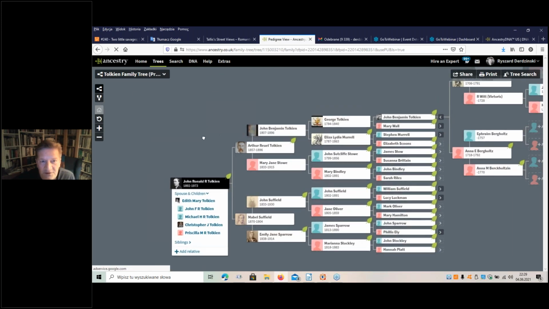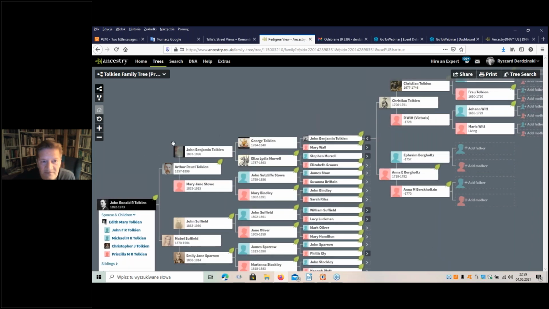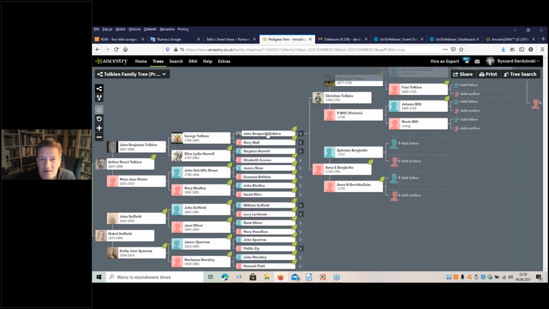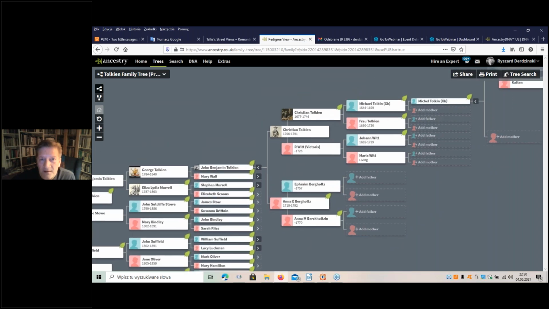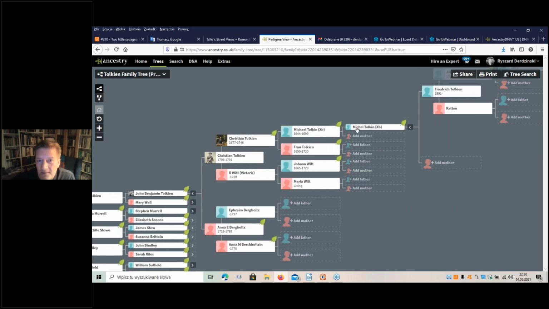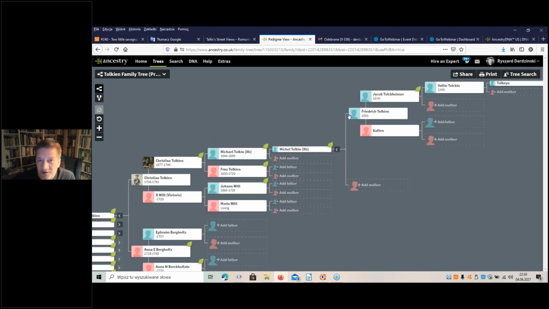You can see his father, Arthur, the father of his father, grandfather, John Benjamin, great-grandfather, George Tolkien, a very interesting person, ancestor who was born in Gdańsk but died in London, John Benjamin Tolkien the first. His father, Christian Tolkien, he was born in Prussia, but he moved to Gdańsk and he died in Gdańsk. His father, Christian Michel, and the oldest from the 16th century, Friedrich Tolkin.